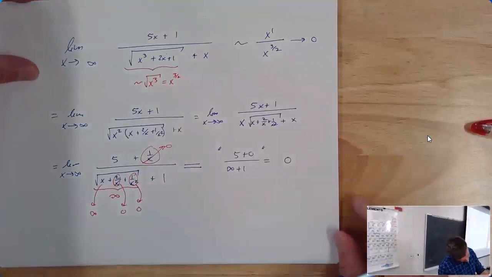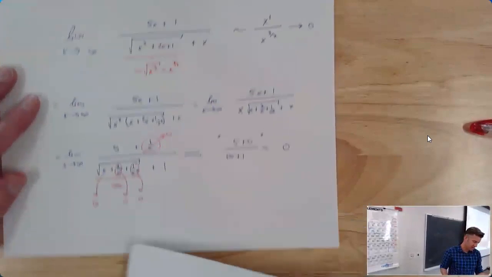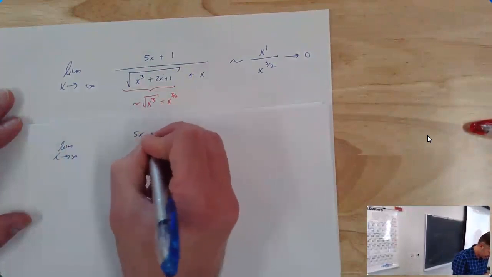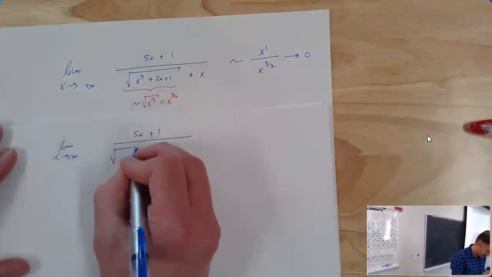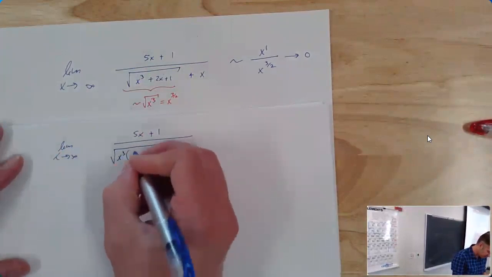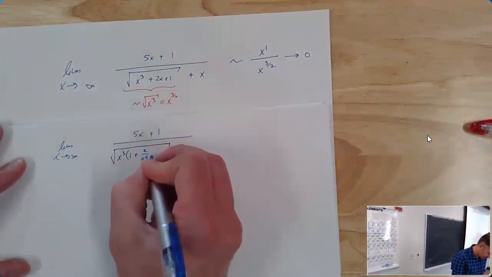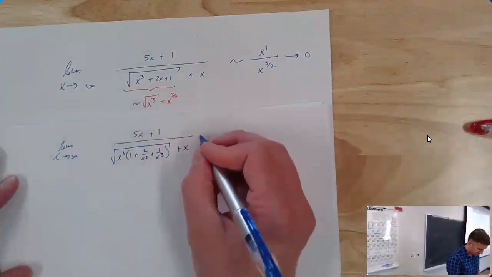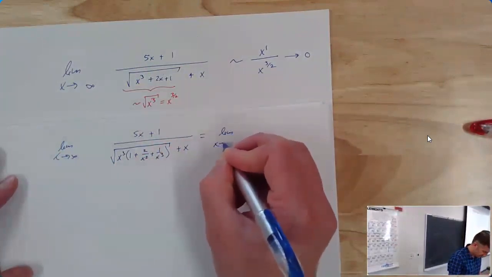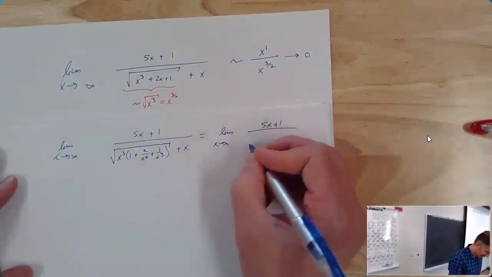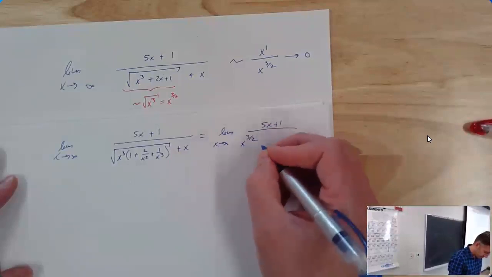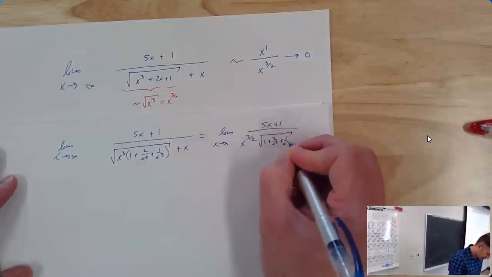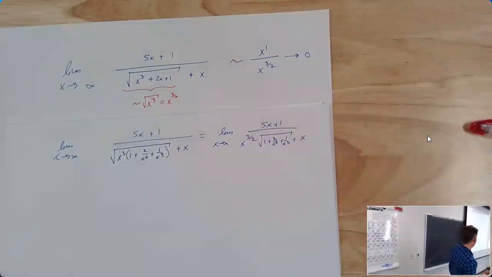So another way we could have done this one, although I think we're getting a little too in the weeds here, so I'm just going to show real quick. Another way you could have dealt with this, if you really wanted to, is to pull an x cubed out from inside the square root, which I don't love. And then I'm left with a 1 plus 2 over x squared plus 1 over x cubed. And then if you pull that out, you have an x to the 3 halves. And then you're left with the square root of 1 plus 2 over x squared plus 1 over x cubed, plus x. And then I can divide everything by x to the 3 halves.